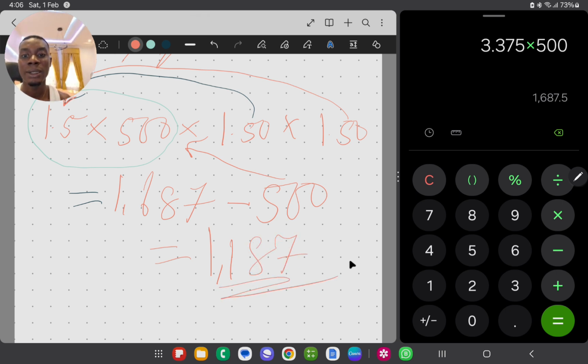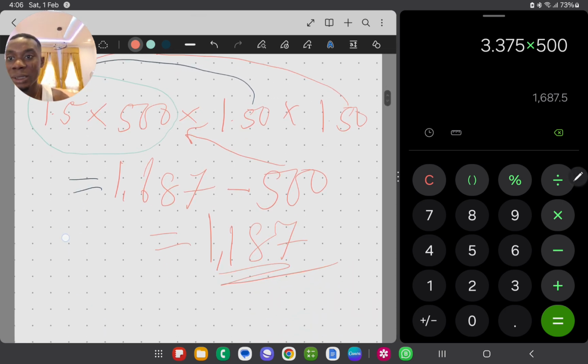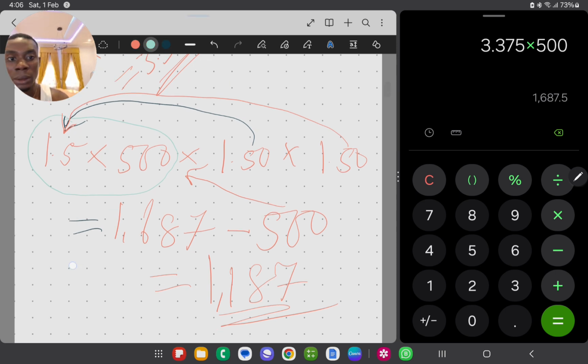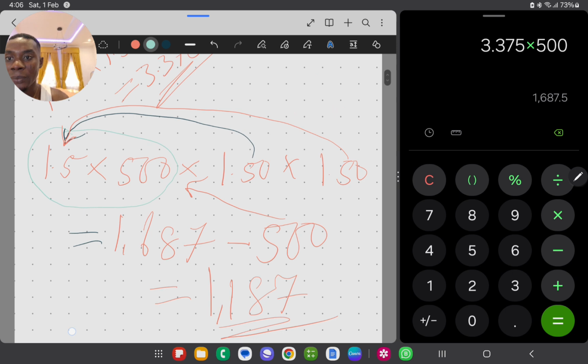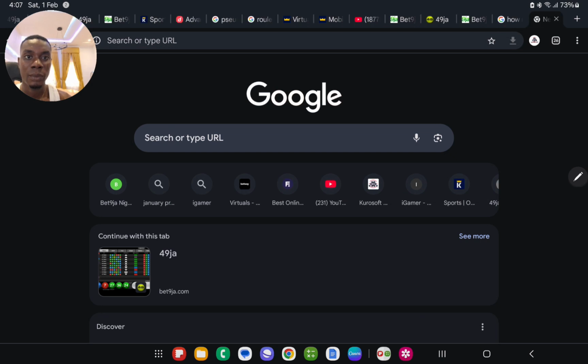So let's apply this thing. Now let's apply this thing. So the whole of this calculation we have made is just our number one. This whole calculation here is our number one. So let's apply this thing in the game.